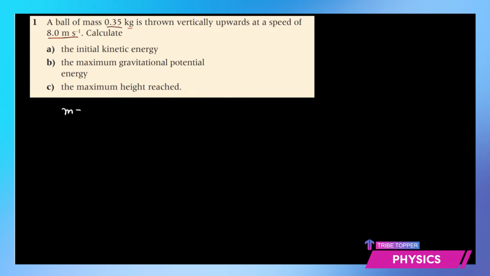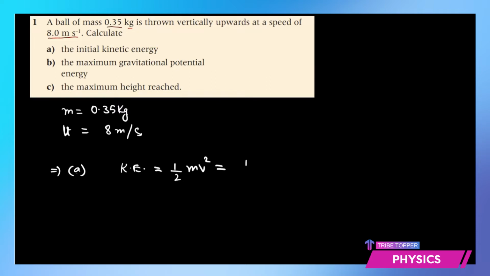The mass of the ball is given, that is 0.35 kilograms, and it is thrown vertically upwards with an initial speed of, or you can put it as v only here, that will be 8 meters per second. Now, calculate the initial kinetic energy. What do we need to calculate the initial kinetic energy? Mass and velocity. So, for part A, the initial kinetic energy is simply half mv squared, and we plug in the values, that is half times 0.35 times 8 squared, and solving this we get 11.2 joules. So the first part is done.